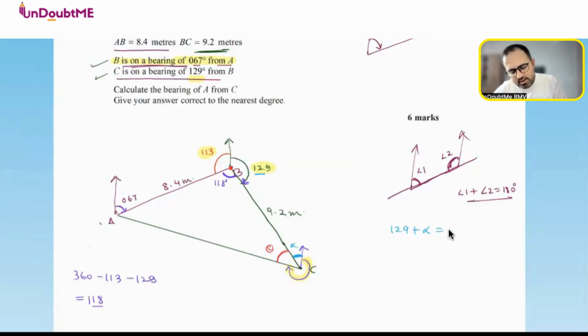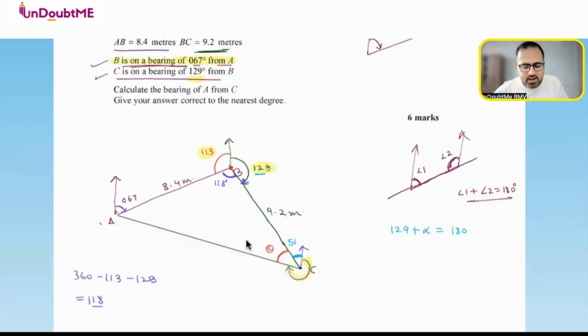So 129 plus alpha is 180. Again, that same co-interior thing. So 180 minus 129 is 51. So I've got alpha as 51. You can directly write it down as 51. Even if you don't introduce alpha, it is okay. Now just have a look at the required angle. If somehow I manage to get theta, then I can get the required angle using 360 minus the other two.